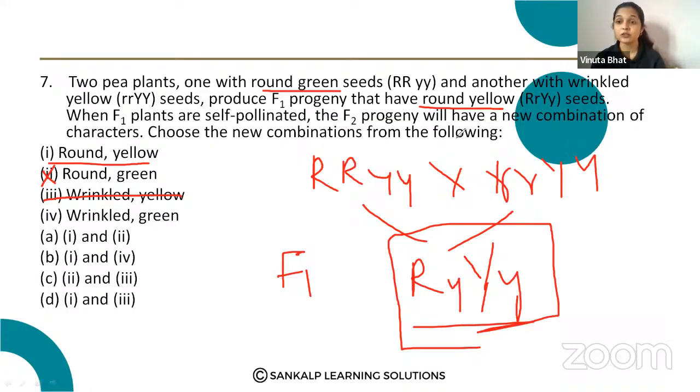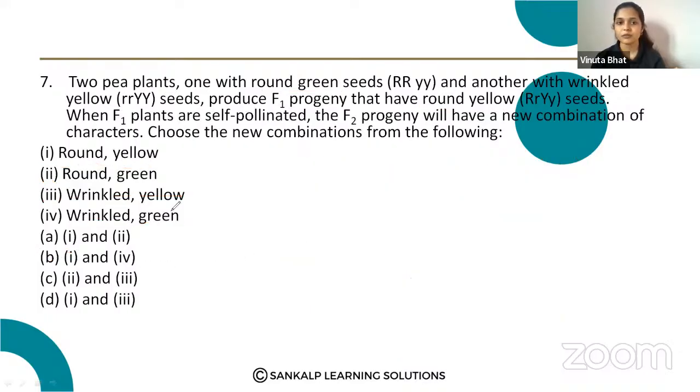So what you have to find out is the new combination. The new combinations are round yellow seeds and wrinkled green. Round yellow and wrinkled green. So options 1 and 4. So option B is the correct answer. I hope you are getting the answer. That is option B, 1 and 4.